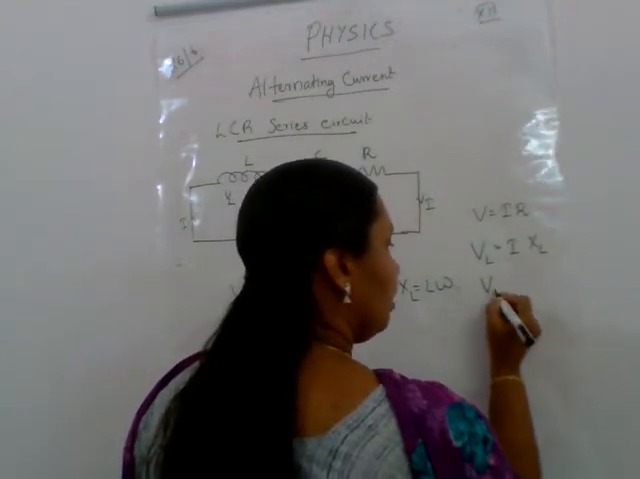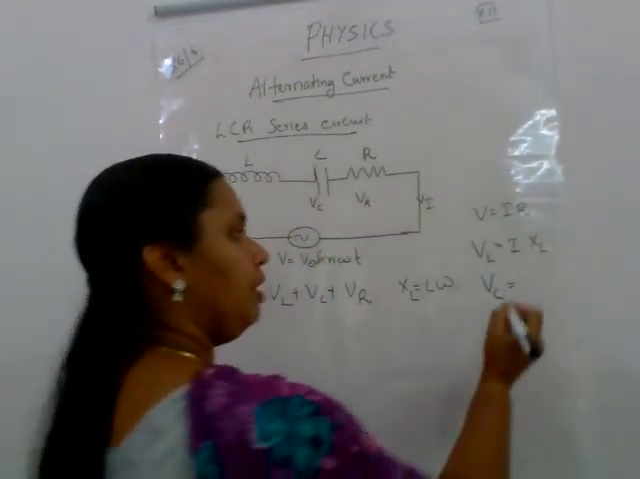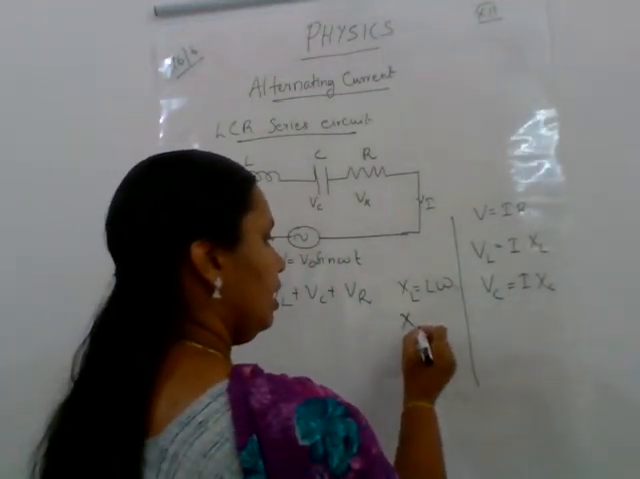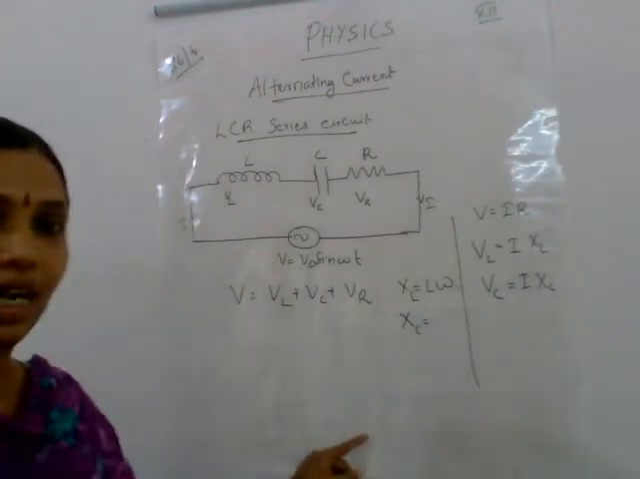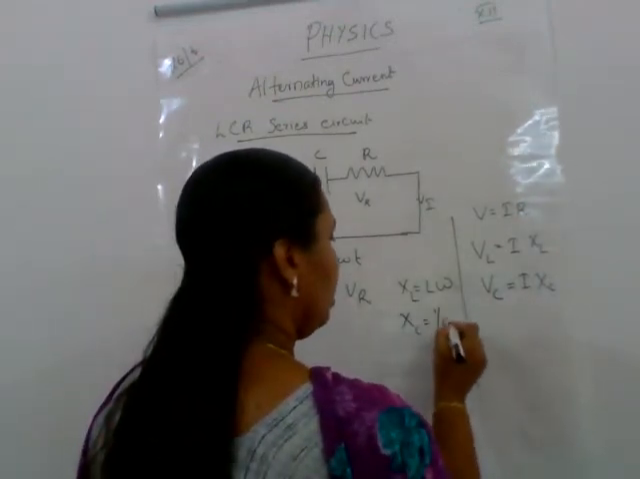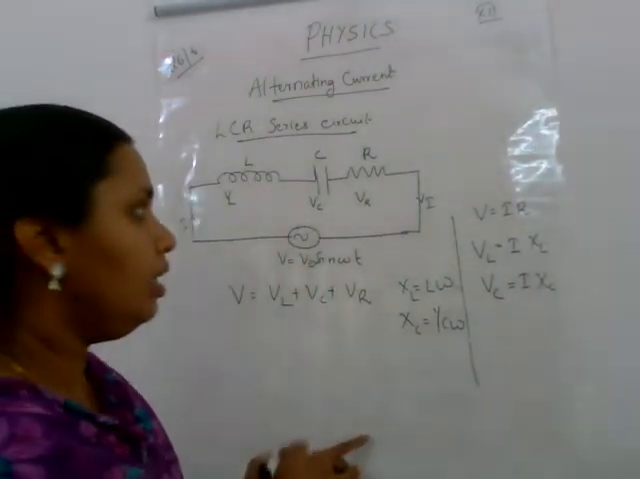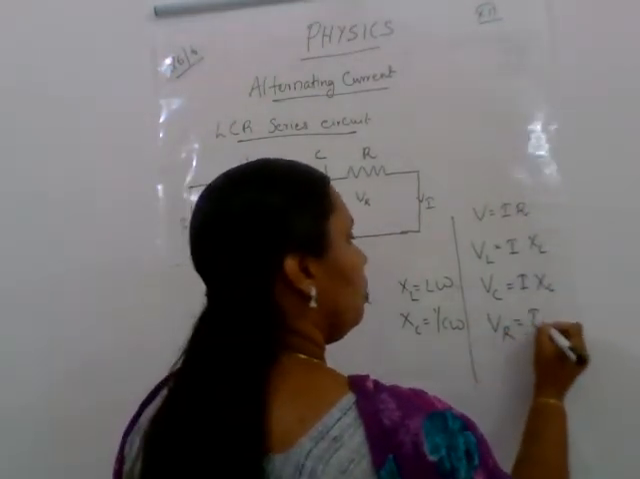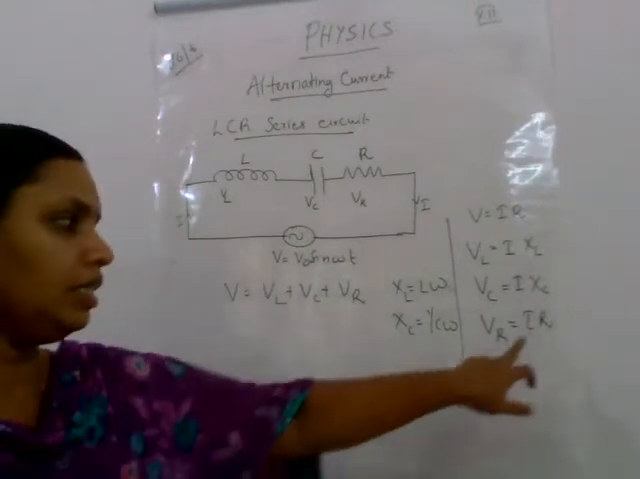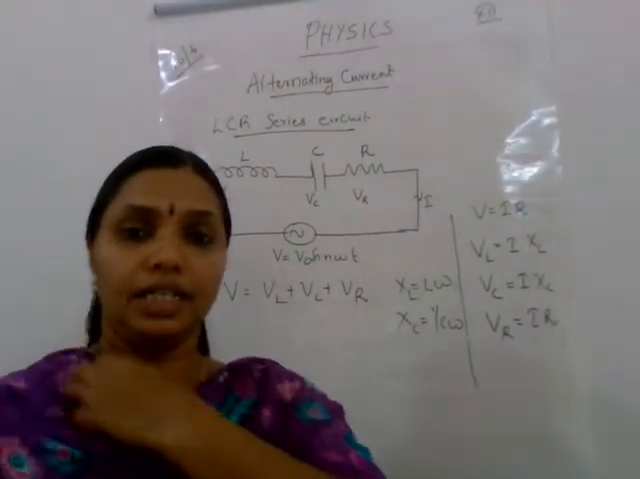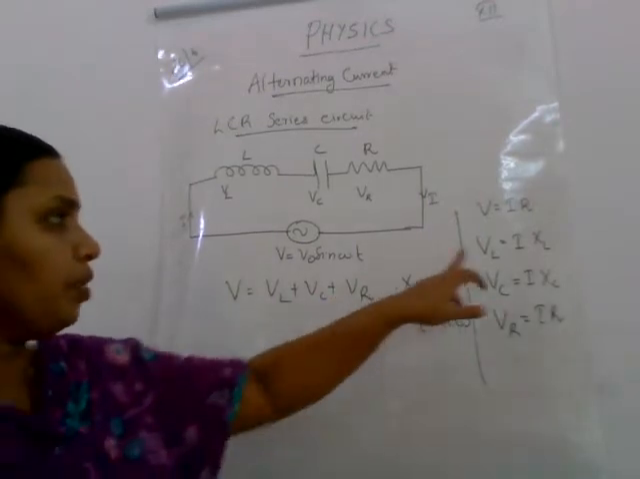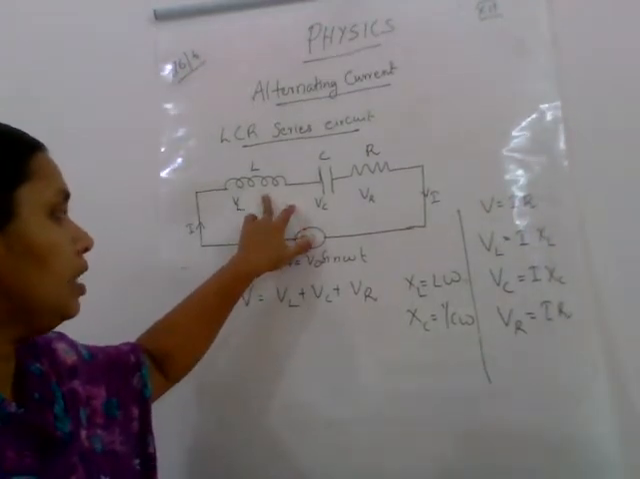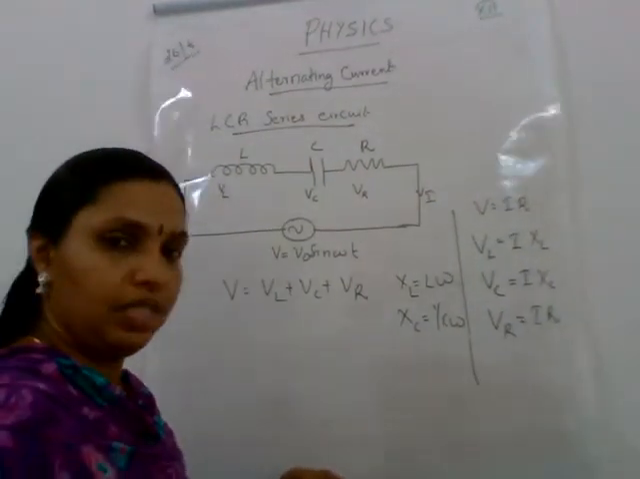Then VC will be I XC, where XC is the capacitive reactance and it is equal to 1 by C omega. Then VR, the potential across the resistor, is equal to IR, because R is the opposition offered by the resistor, that is its resistance. So VL, VC and VR are the potential differences across the inductor, capacitor and resistor.